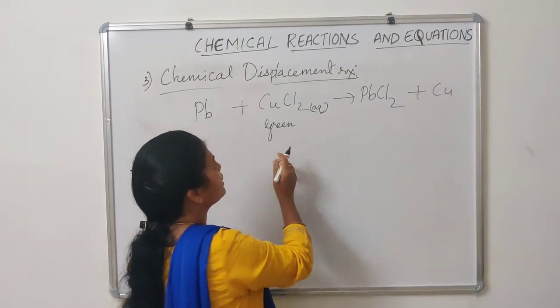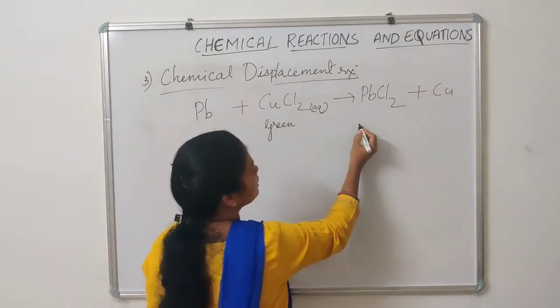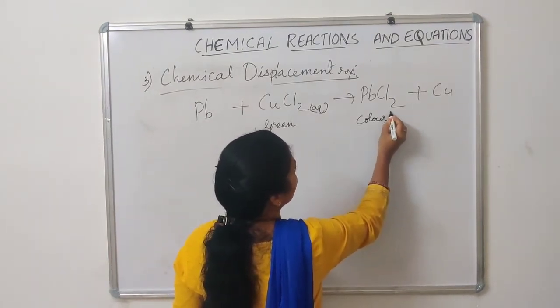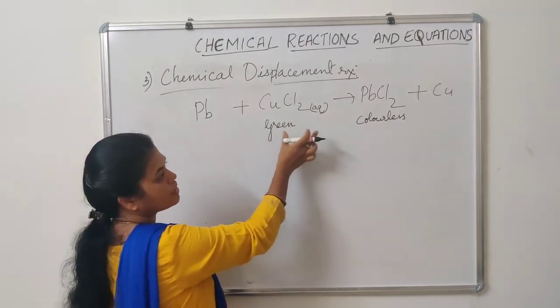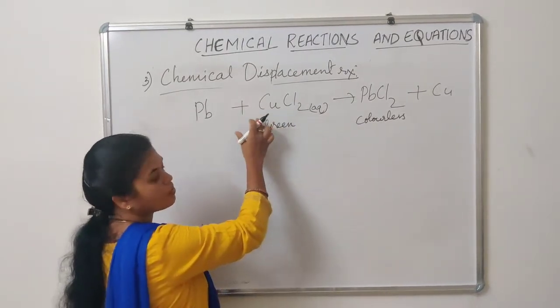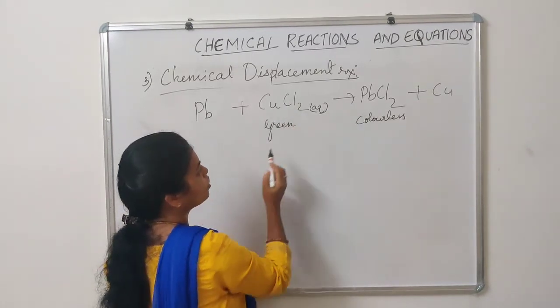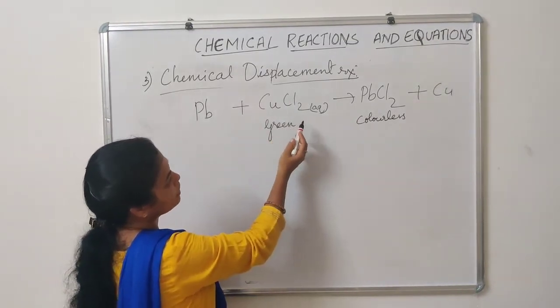So lead chloride forms. Here the lead chloride solution is colorless. So here the green solution turns to colorless, because of the formation of the new product, that is lead chloride. So it is already balanced.